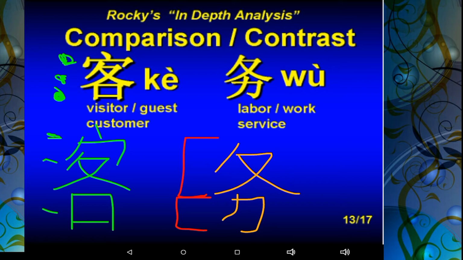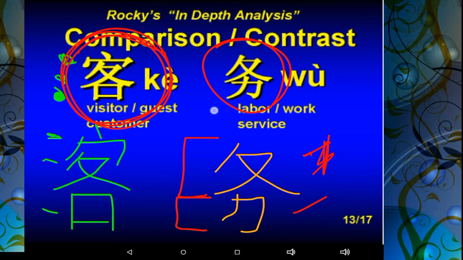So what does this mean? It means that this individual is an individual worker, and here's his farm tool. So he's a worker, he's a laborer, and more than likely he's going to be doing some service, or providing a service of some type. So he's Wu. So this is the difference between this character Ke and this character Wu.